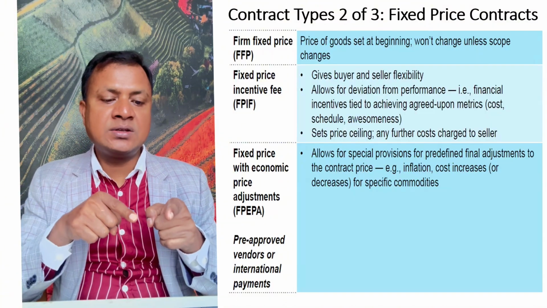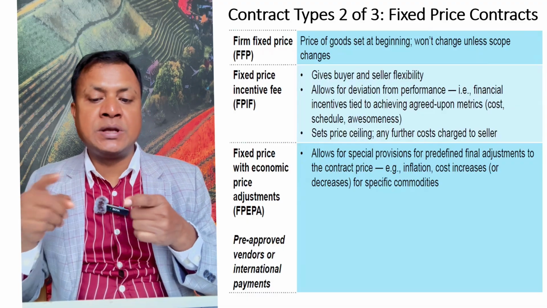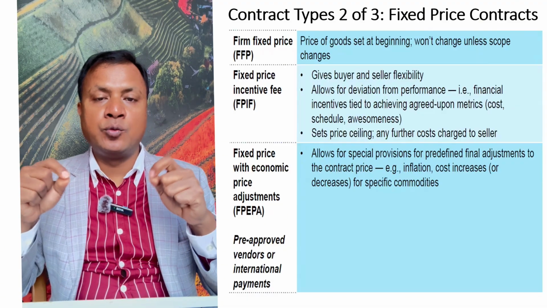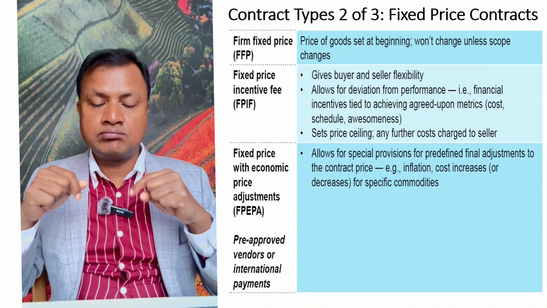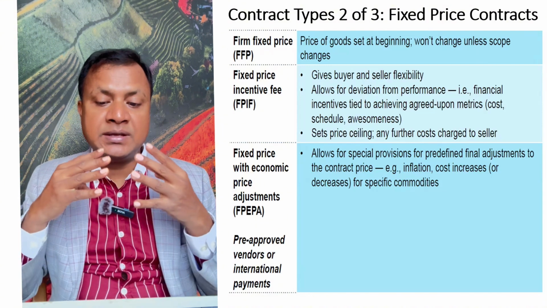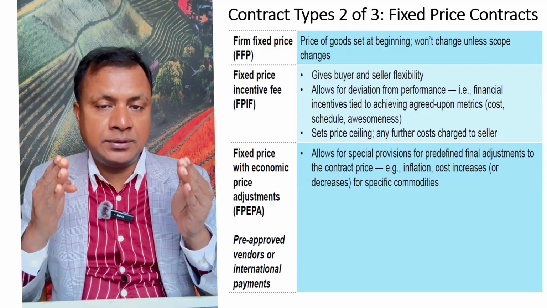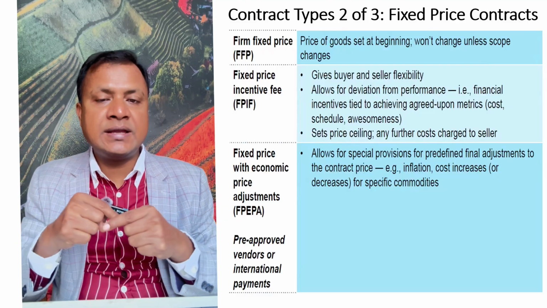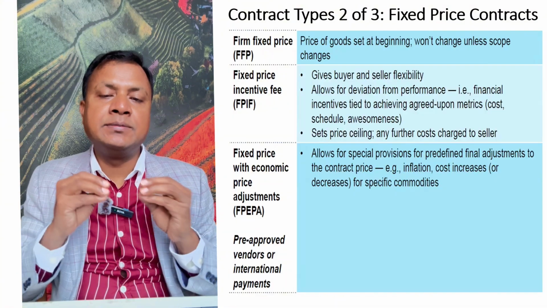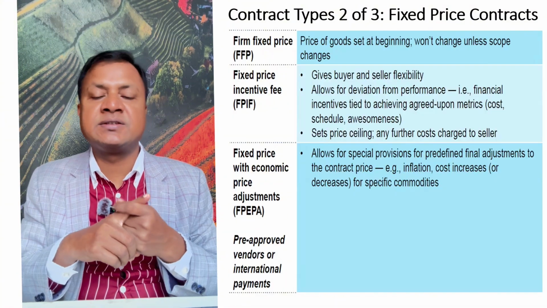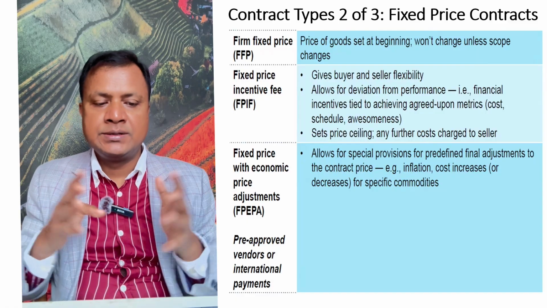The second one is fixed price plus incentive. So based on the quality and capacity and the fine-tune work, the best they have done, they have done the work within the cost. They have done the work within the schedule. So in that case, the buyer can give them some incentive fee in a certain percentage. That's called fixed price plus incentive fee. So these are the three.